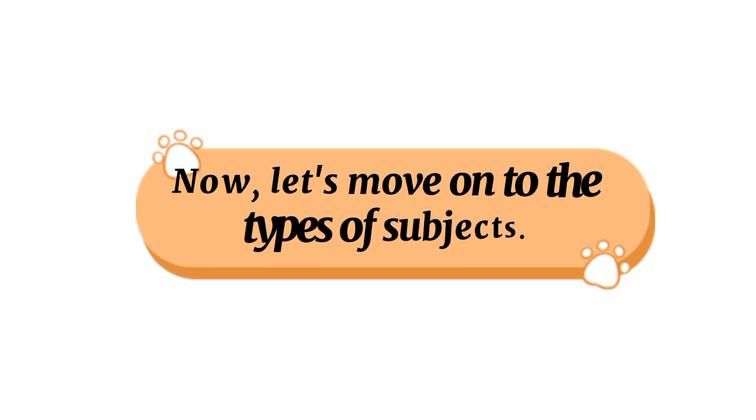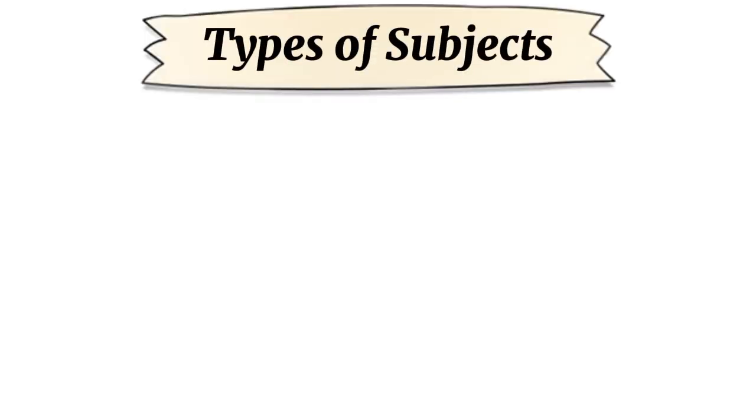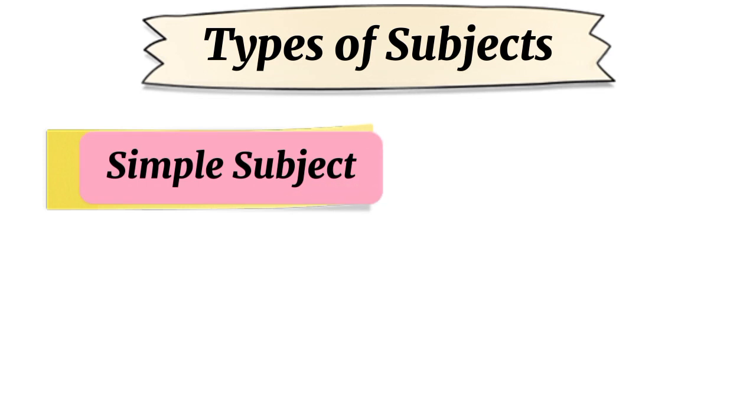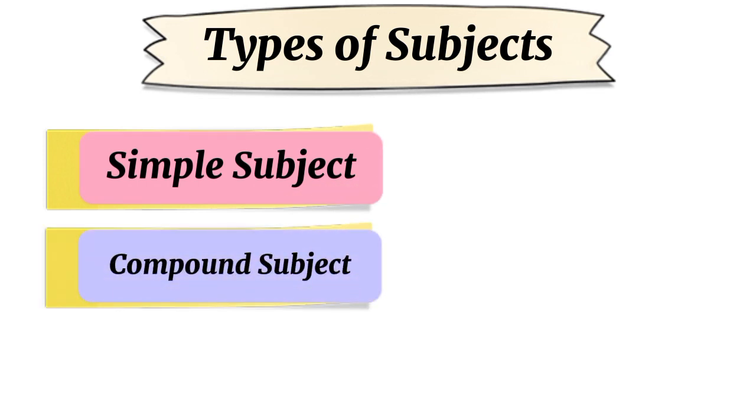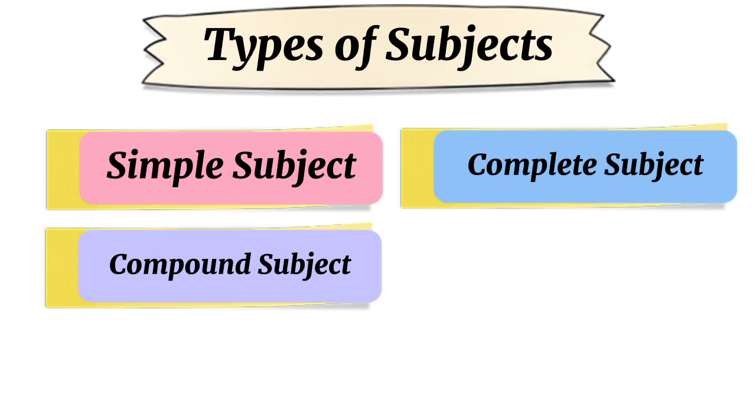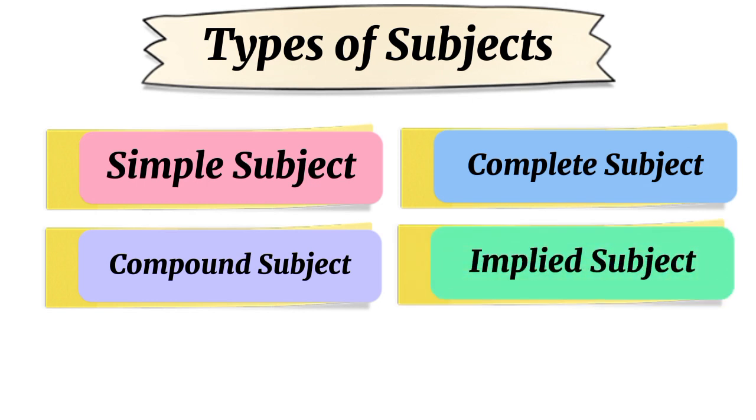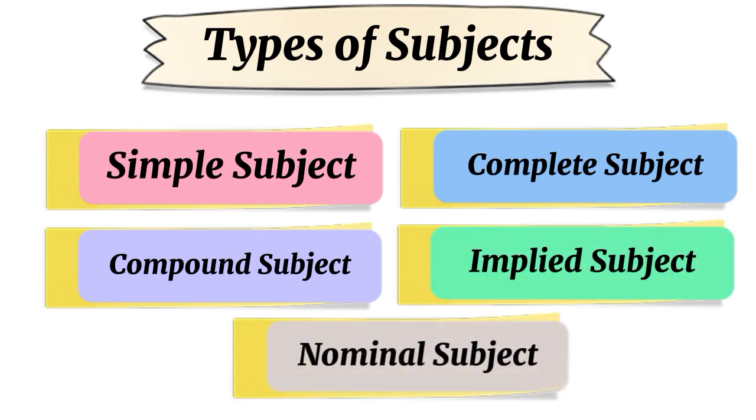Now, let's move on to the types of subjects. Types of subjects: simple subject, compound subject, complete subject, implied subject, nominal subject.